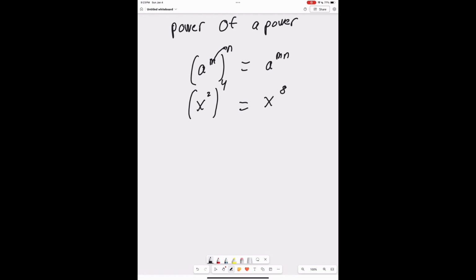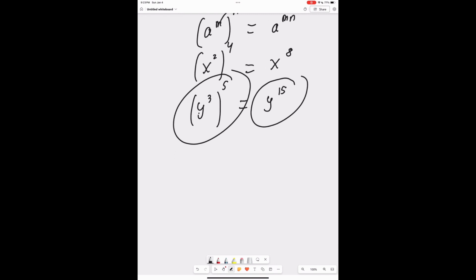For example, if we have y cubed raised to the 5th power, this would equal y to the 15. Now why is that? It's because when you have a quantity like y cubed raised to a power, you can write that out 5 times and apply the product property rule. So if we took this answer and wrote it as y cubed times y cubed, each with an exponent now of the 5th, you write it 5 times as so.